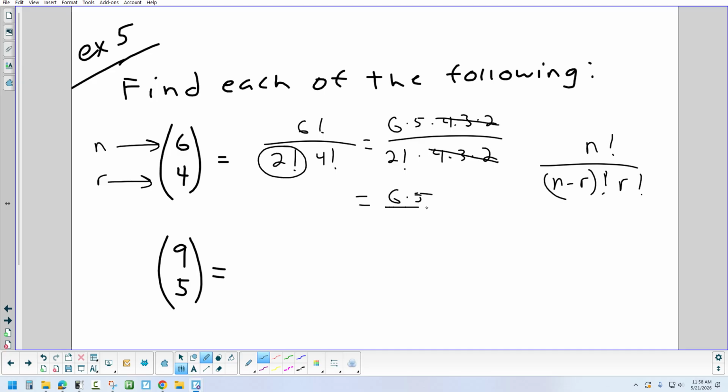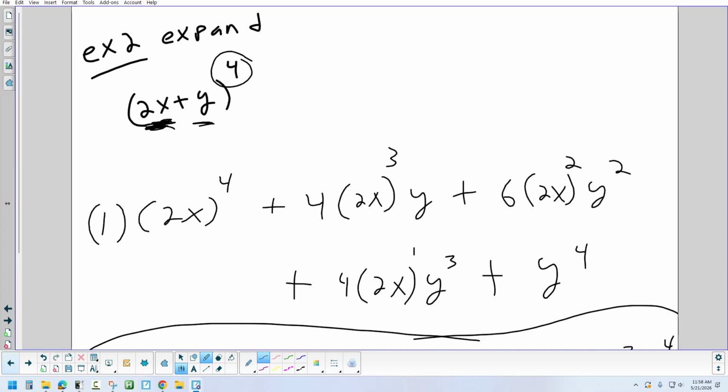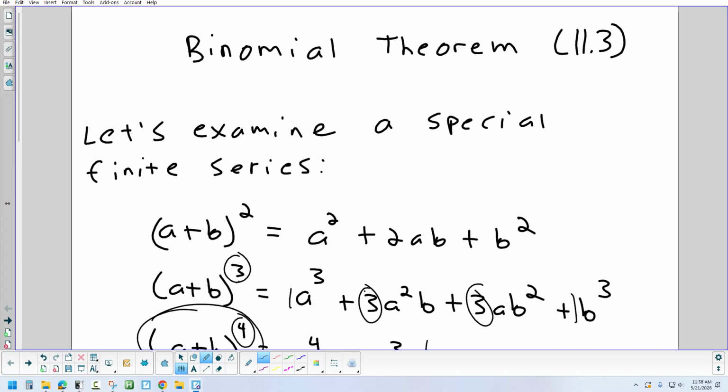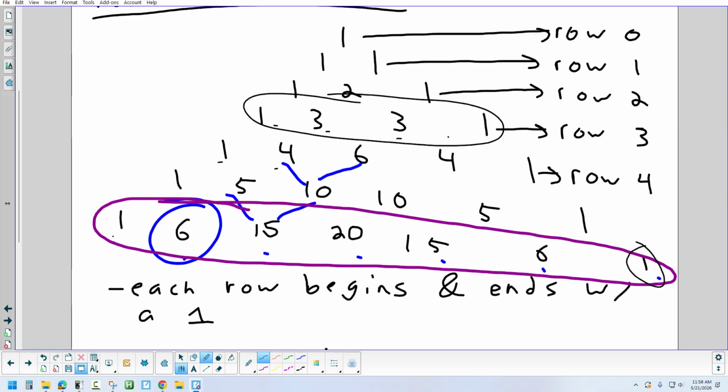6 times 5 over 2 times 1. 15. So if you look at Pascal's triangle and you go to row 6, column 4, the number should be a 15. I don't think I did out that many rows. Oh, I did. Row 6, column 4. 0, 1, 2, 3, 4. There's your 15.